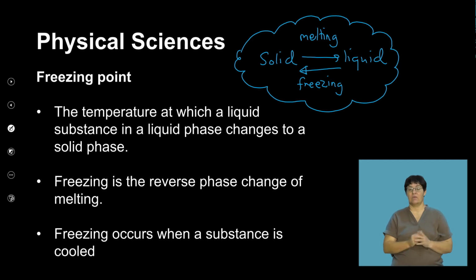So freezing occurs when a substance is cooled. Now, this is the opposite of heating, okay? But melting will actually occur when a substance is heated. We don't say we increase the temperature. When you heat, the temperature will automatically increase. So the language there is very, very important, okay?